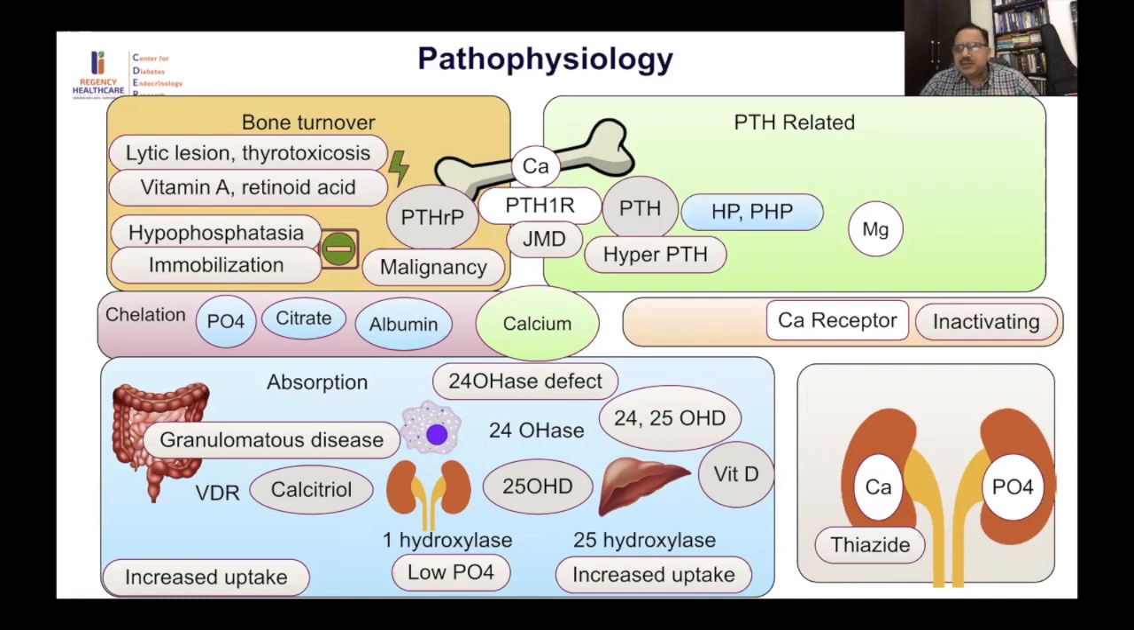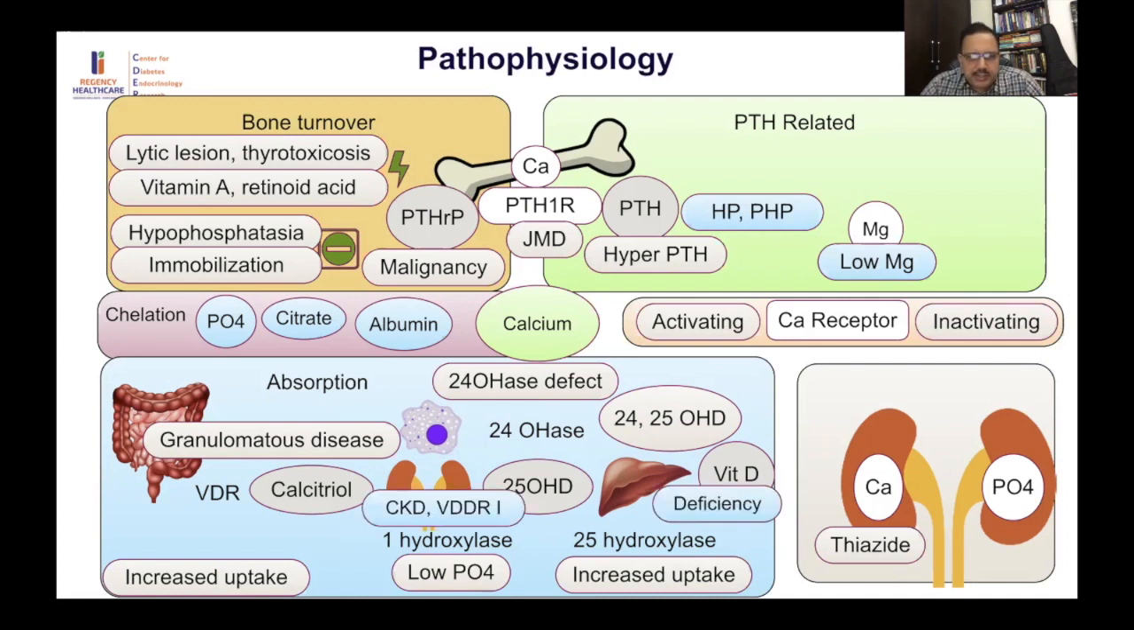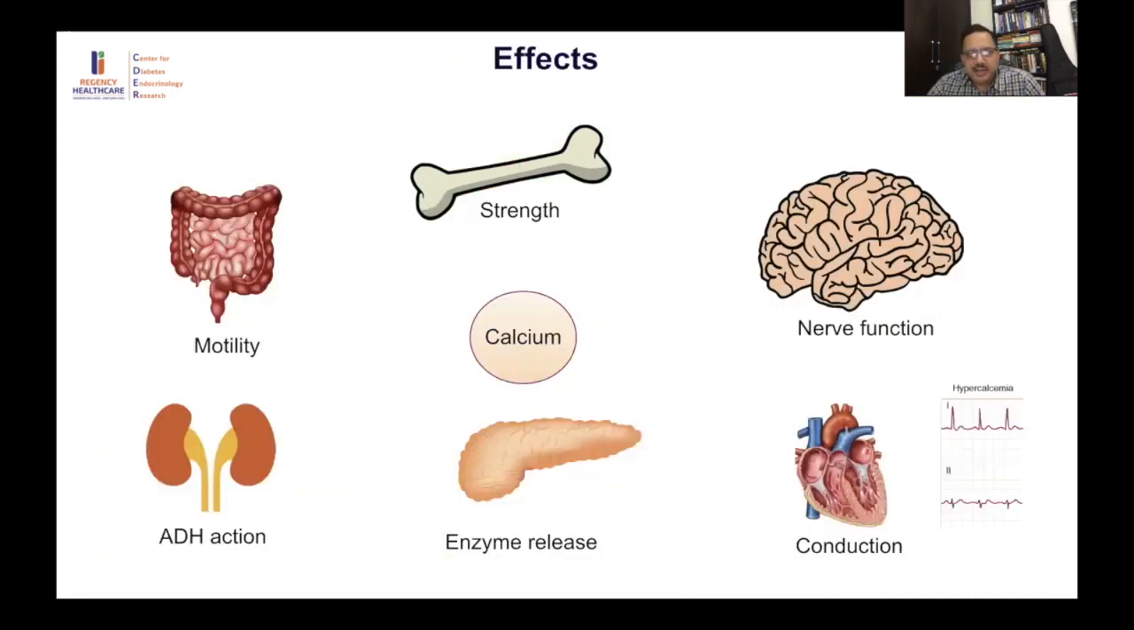Now, hypocalcemia can happen if there is a problem in the parathyroid, hypoparathyroidism or pseudohypoparathyroidism, low levels of magnesium, activating receptor mutation, which will cause hypocalcemia with hypercalciuria, deficiency of vitamin D, chronic kidney disease or VDDR1, where there is decreased activation of 1-alpha hydroxylase, use of anti-epileptic drugs, VDDR2, in which there is a resistance to vitamin D action, chronic kidney disease at the level of kidneys.